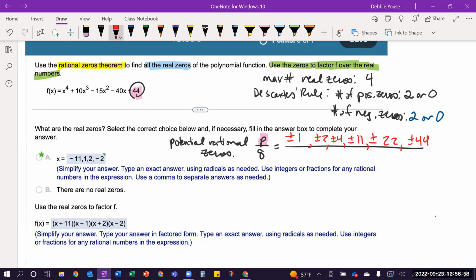You can write them as pairs if you want. And, you know, I could have done the plus or minus 1 and the 44 together, plus or minus 2 and the 22 together, etc. That would have been fine. But you have to generate the whole list.